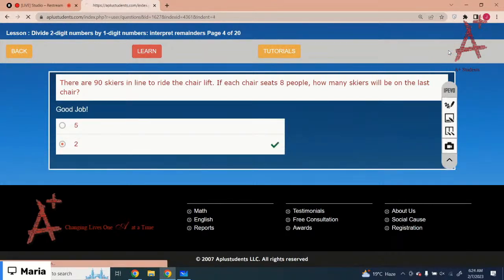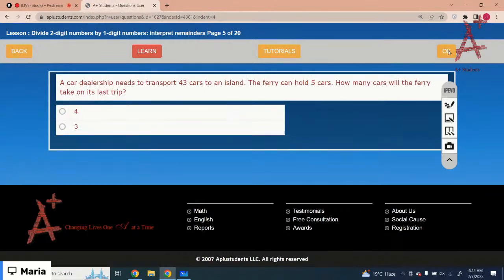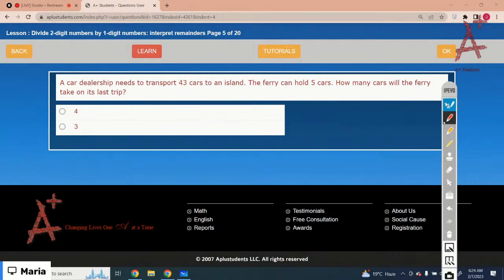Okay, the next one is a car dealership needs to transport 43 cars to an island. The ferry can hold 5 cars. How many cars will the ferry take on its last trip? So just divide 43 by 5. 5 times 8 is 40. That means after doing 8 trips, still 3 cars are left. So on the last trip, the ferry can carry 3 cars. Got it?